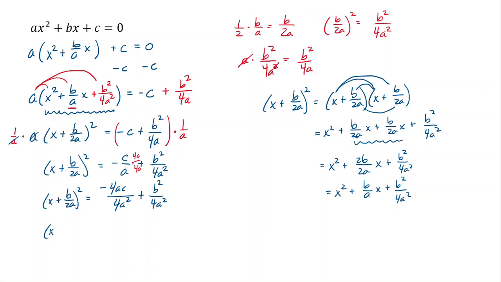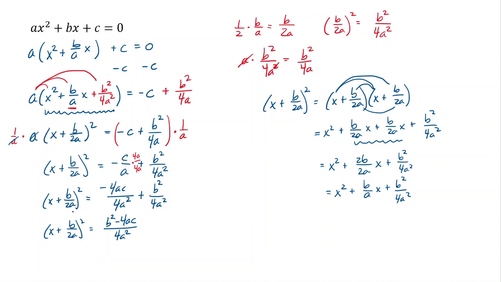And so combining that into one fraction gives us a negative 4ac plus b squared. We just add the numerators. Or if I switch those terms around, get b squared minus 4ac, which is probably starting to look a little familiar then from the quadratic formula. And all of that's over 4a squared.